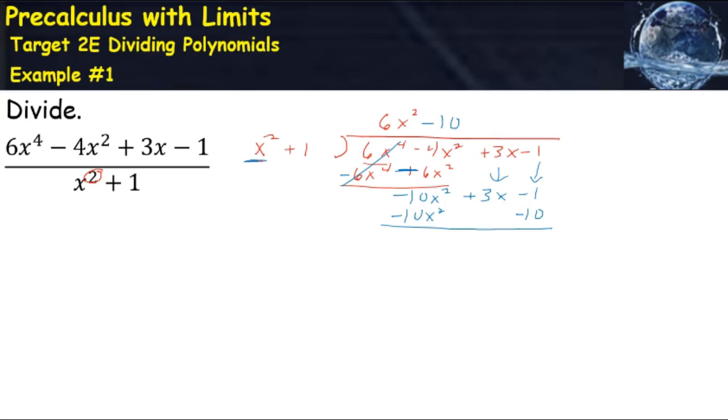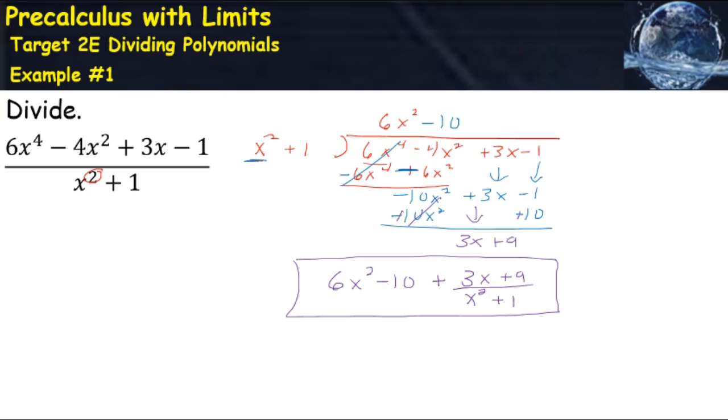Now I have to change the sign. So this becomes positive, and this becomes positive. This comes down, and I get 3x. Those cancel, and I'm left with 9. So my answer is 6x squared minus 10 plus my remainder, which is 3x plus 9, over what I was dividing by, which is x squared plus 1. So this is my answer.